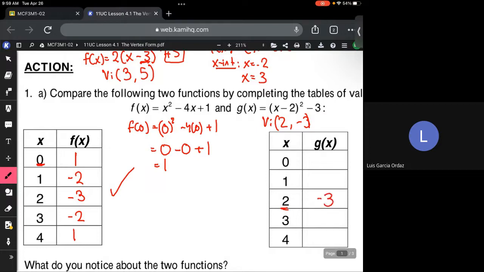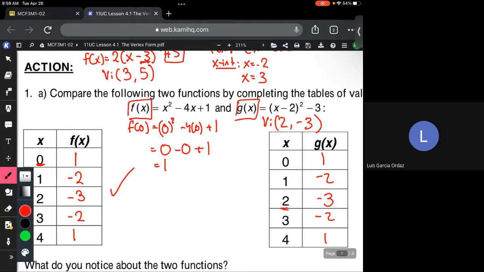So what do you notice between both of these table of values? They both have the same vertex, which means my table of values are going to be the same, or are they going to be different? The same. So f of x and g of x are the same, except what they did to g of x is they used f of x to complete the square and change it into vertex form.